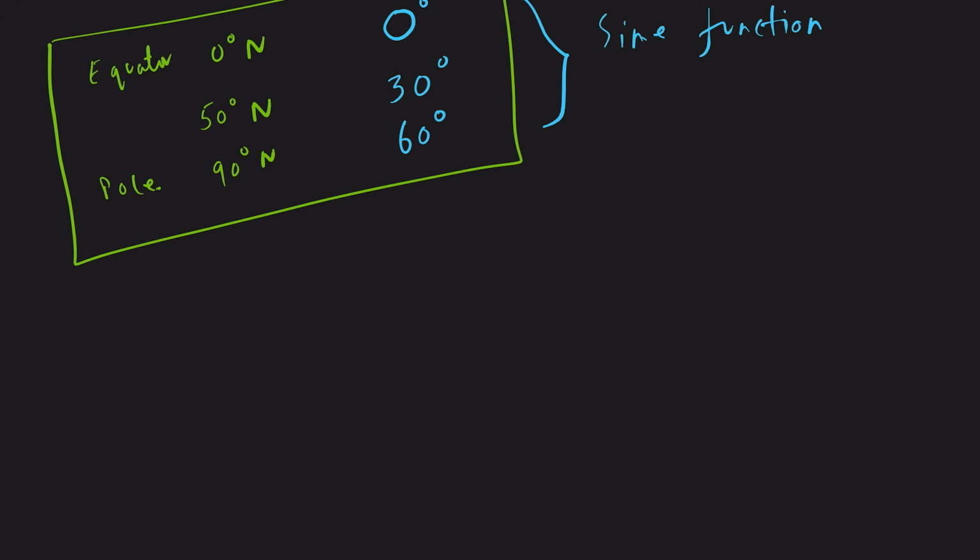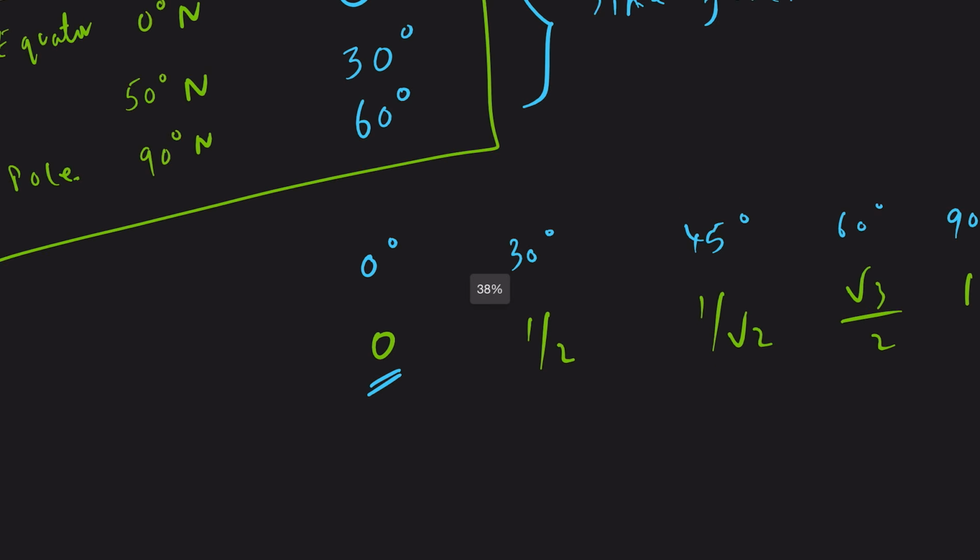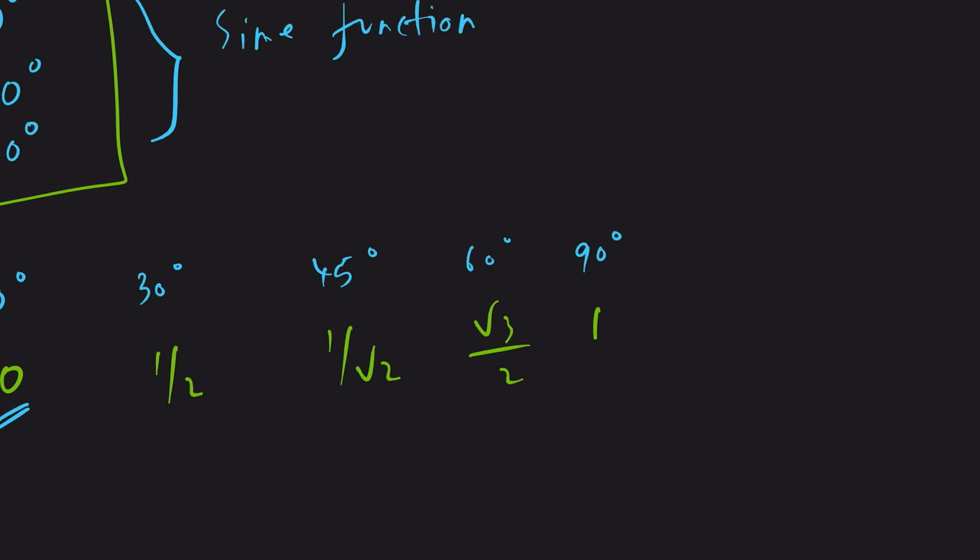So if you remember from high school, the value of sine was 0, 1 by 2, 1 by root 2, root 3 by 2, and 1. And these were for what angles? So for 0 degrees, 30, 45, 60, and 90. A similar thing is happening over here. At 0 degrees, the convergency is 0. 0 degrees what? It is the equator. At 90-degree, convergency is maximum, which is let's say 1.